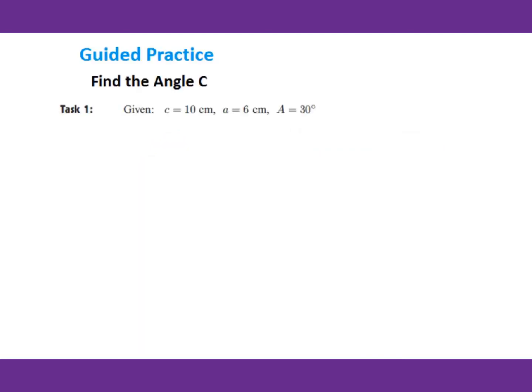Find the angle C, given CA and angle A. This is an SSA pattern, so you have to be careful. First of all, let's draw this triangle. Here's A, and we label this as C.